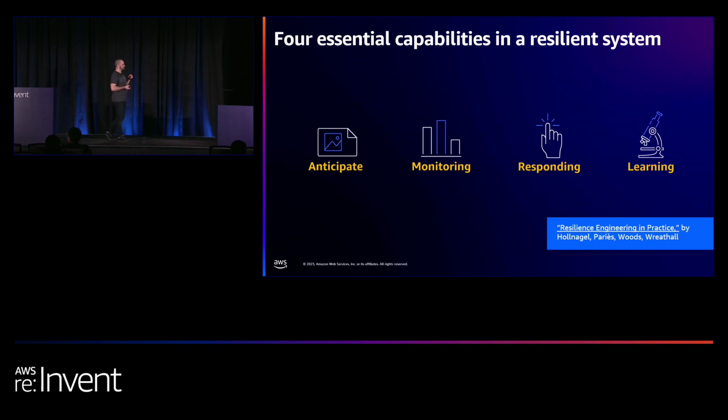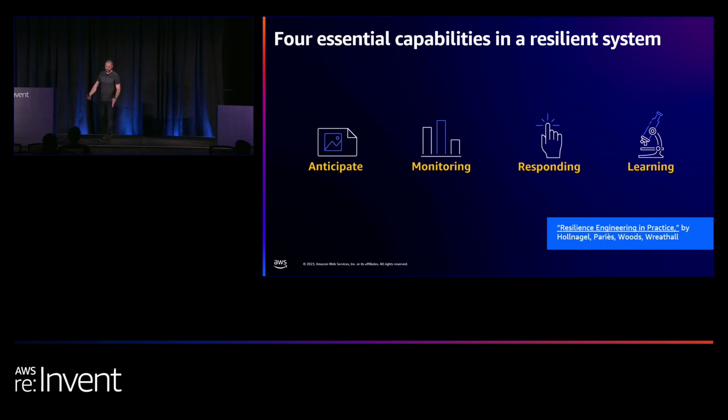There's a very interesting book called Resilience Engineering in Practice. The authors break down resilience in 4 pillars. The first is anticipation, then monitoring, responding, and learning. Anticipation is trying to come up with all the failure scenarios and think about the designs to have a resilient system. Then you have monitoring.